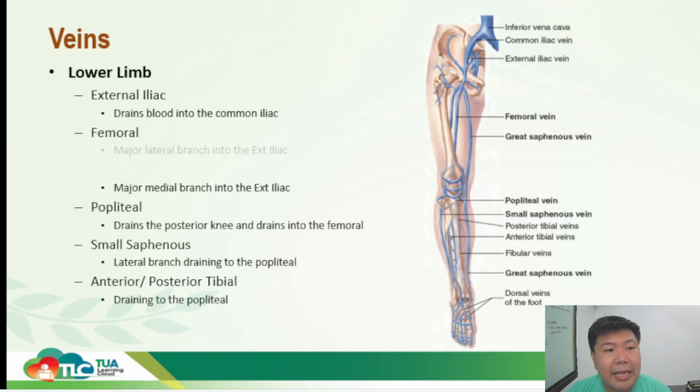So for the lower limb, we have the external iliac vein, which receives all the blood from the lower extremity going towards the common iliac. Okay, so the external iliac is the one that receives all blood from the lower extremity before it goes to the common iliac. So the femoral vein goes to the external iliac. The great saphenous vein, which is found medially, also goes to the external iliac. The popliteal vein goes to the femoral vein. And all the other saphenous veins, the small saphenous veins, go to the femoral. Okay?